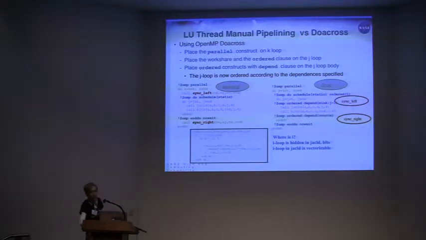The BLTS is the troublemaker. JACLD doesn't do anything more than just calculating a one-dimensional set of Jacobians, and the routine BLTS wants to update a three-dimensional residual vector, and it uses these Jacobian matrices, and it also uses residuals from two previous planes, from J minus one and K minus one. So that's the guy who introduces the dependencies. And it's also not vectorizable.